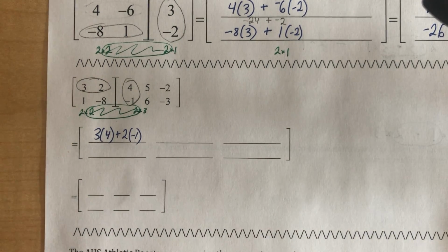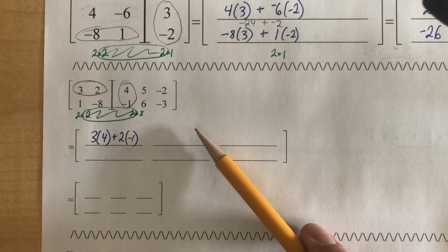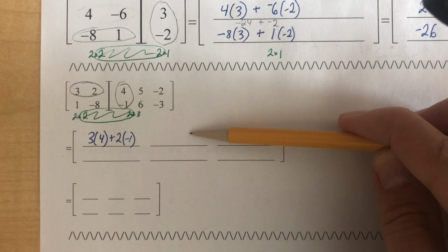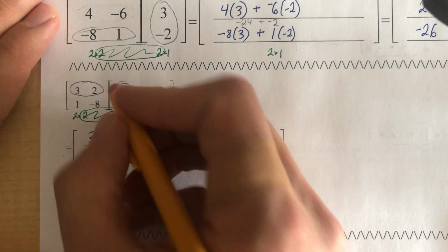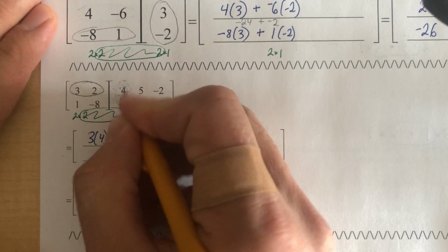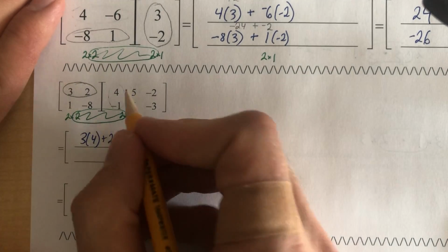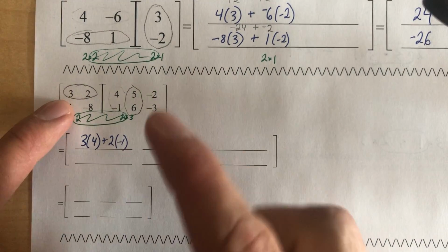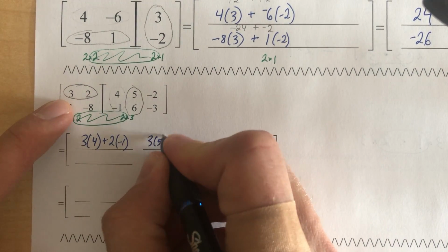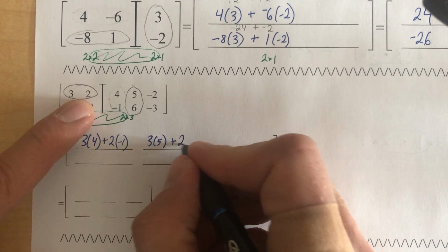Then we're going to go, well, wherever you want to go. Let's suppose you want to go right here. This spot right here is the top row, middle column. So top row, middle column. Okay, 3 times 5 plus 2 times 6.